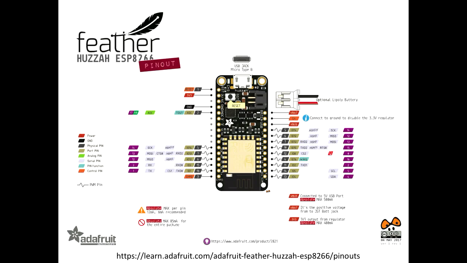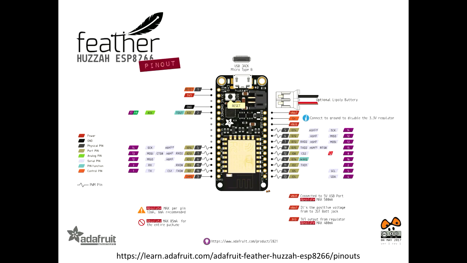So this is what the pin layout looks like on that particular board. I apologize, it's probably not very readable, but this is pretty indicative of the others. You've got a number of I/O pins down one side, and on the other side you've got things like your 5 volt and your ground and that sort of thing.